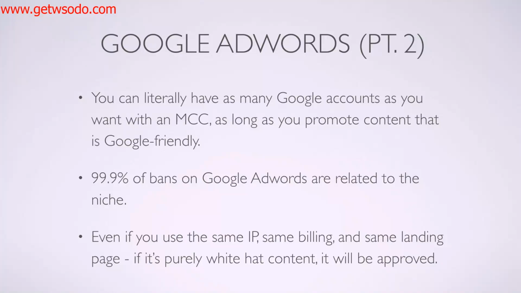So once again, the good news is even if you use the same IP, the same billing, and the same landing page and domain, if it's purely white hat content, it will be allowed to run on AdWords. It doesn't matter if you've had a suspended account on the same IP or you've used the same billing and one of the accounts got suspended. You can literally create as many as you want. You just have to focus in on the niche and making sure the content is making Google happy.